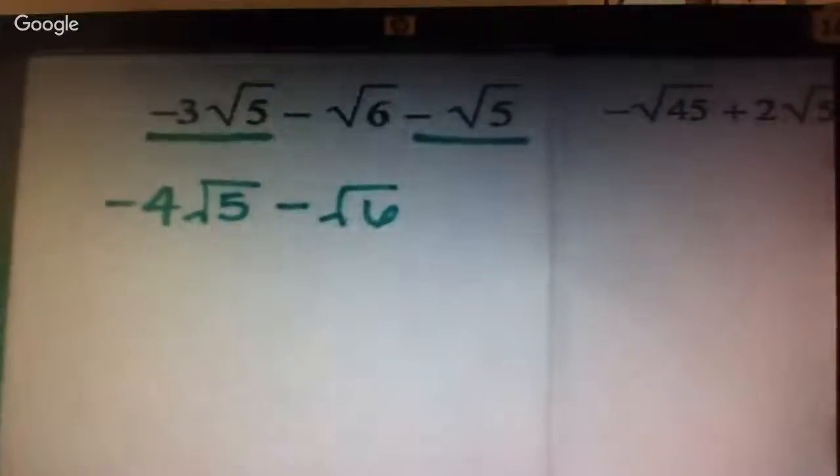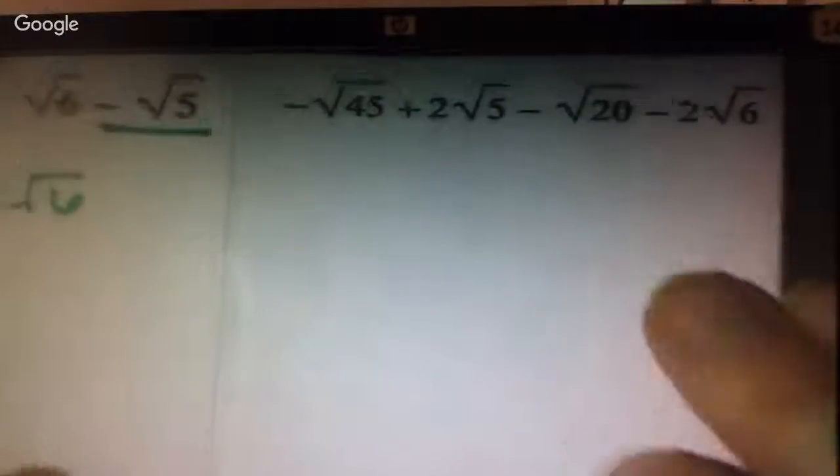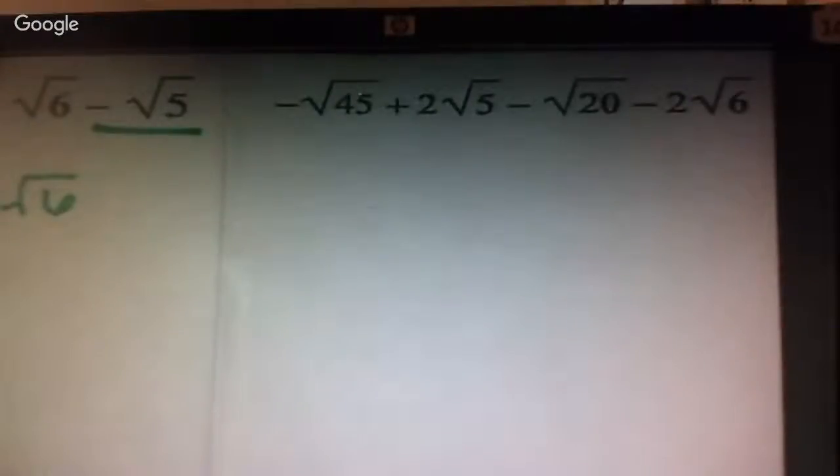Okay, as you do these, you're going to learn that you can't take the square root of 6. You can't take the square root of 10. That's already simplified. So you'll get used to the ones that are already there.